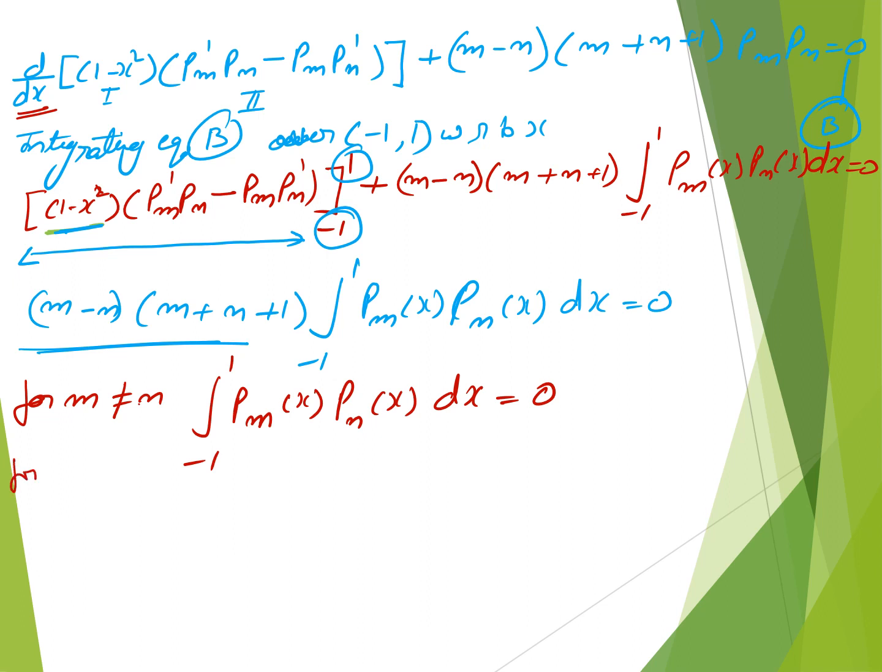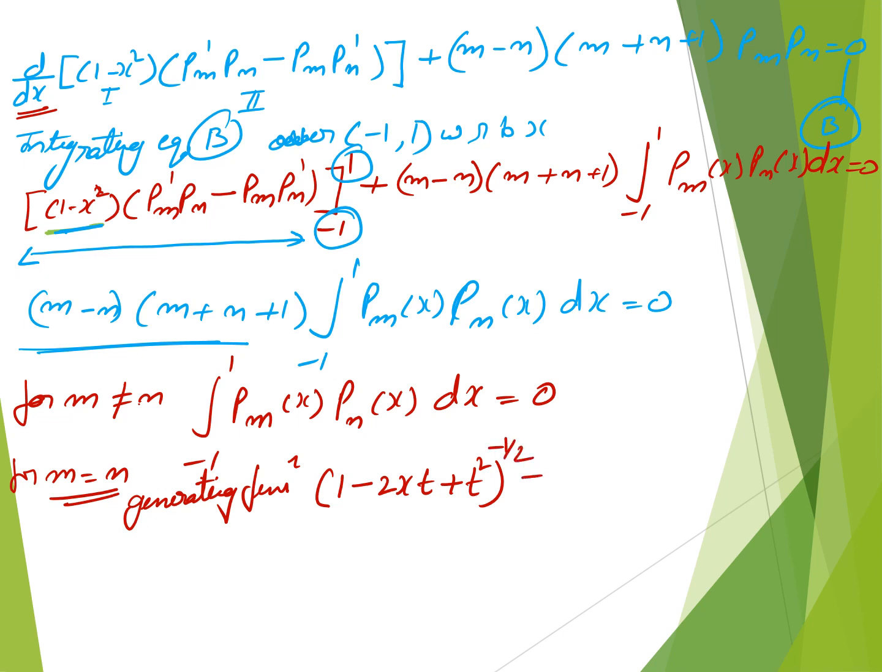Now for the value m is equal to n, we use the generating function. The generating function of Legendre polynomial is (1 minus 2xt plus t square) to the power minus 1 by 2 is equal to summation n is equal to 0 to infinity Pn(x) t to the power n. Why do we call it generating function? Because expanding this term and taking the coefficient of t to the power n, we find Pn(x).